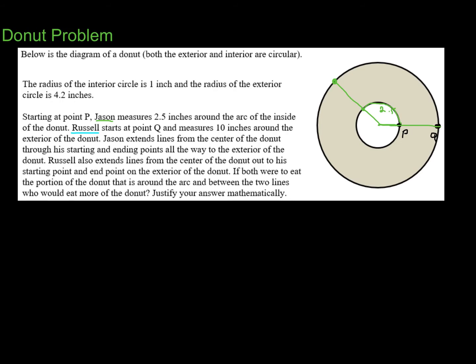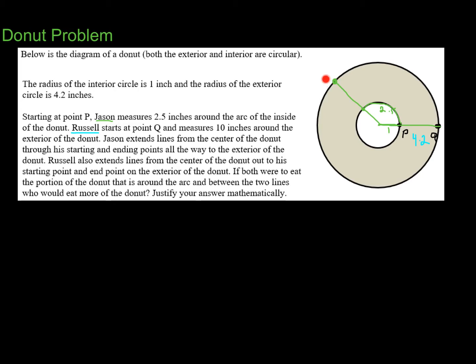Okay, then Russell, he does something very similar. He measures 10 inches from the point Q around the exterior, and if we know that the radius of the exterior circle is 4.2, so we know that this is 4.2, and I'll go ahead and label this. So the radius of the interior is 1, and the radius of the exterior, I'll mark that over here, is 4.2. That's a little light, but you see what I'm saying. So if this is 4.2 inches, then this might be another 4.2 inches, another 4.2 inches, I don't know, somewhere around here, it might be 10 inches.